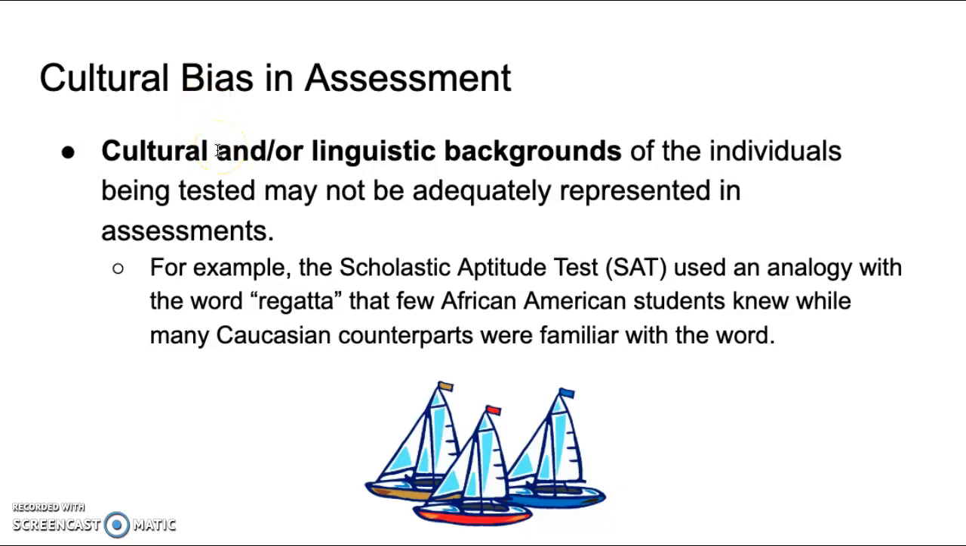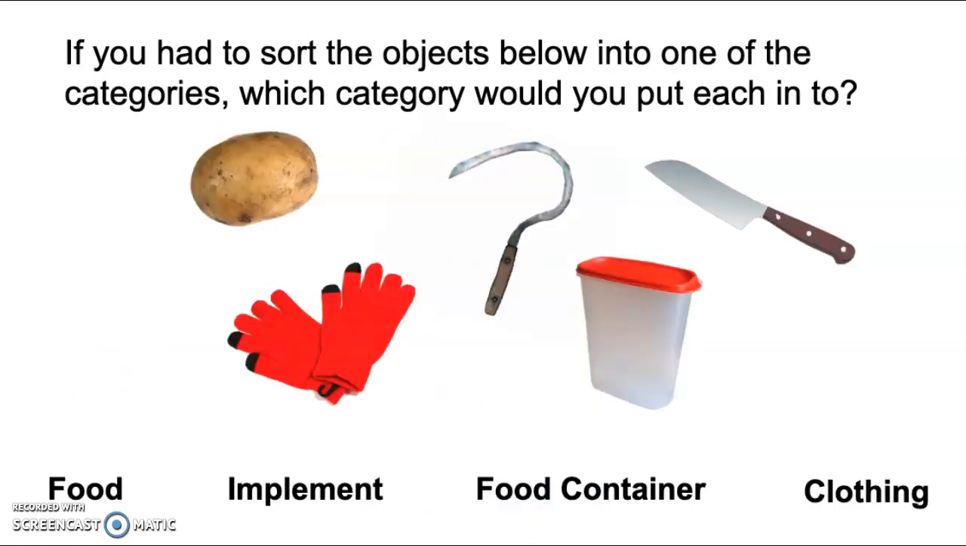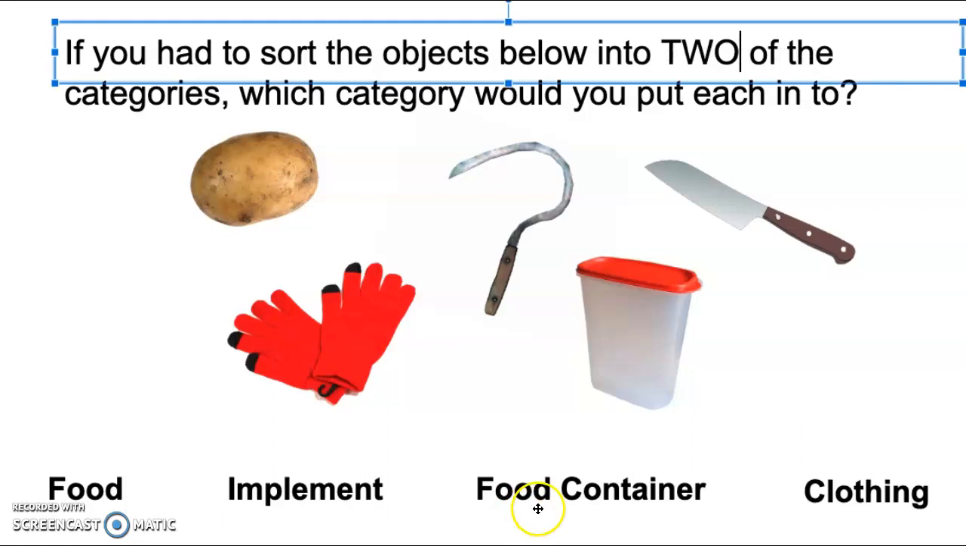We need to worry about both cultural and linguistic backgrounds of our students and make sure that we are not using materials that don't represent the cultural and linguistic backgrounds of our students. So for example, here's a question that was used in a study. If you had to sort the objects below into one of the categories, which category would you put them into? Now, how about this? What if you had to put them into two categories? Each of these items, what two categories would you put each of them into?